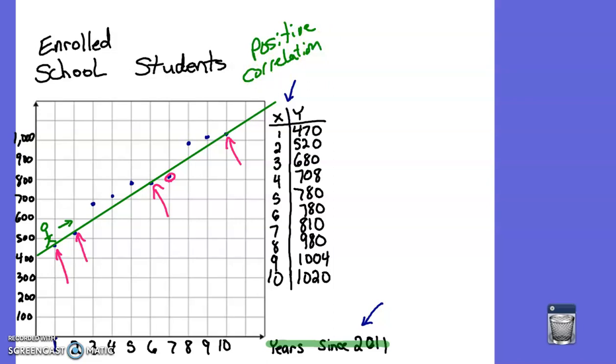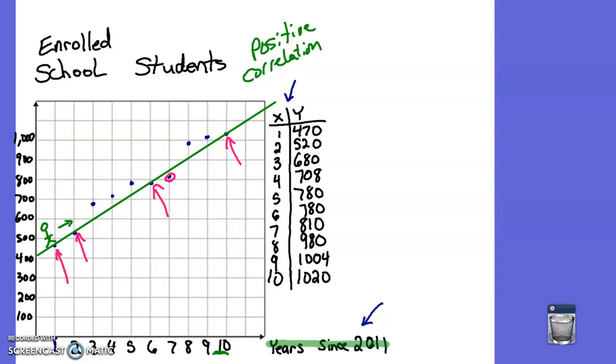One of the things I want you to notice, one of the reasons why we do correlations, is that real companies do this, schools do this, the stock market does this, because what they're trying to do is predict. Notice this only goes up to 10 years. Well, what if I ask, what would be the population if this school continued to grow in the same pattern? What would be the enrollment of the school in 15 years, or 20 years, or 25 years?